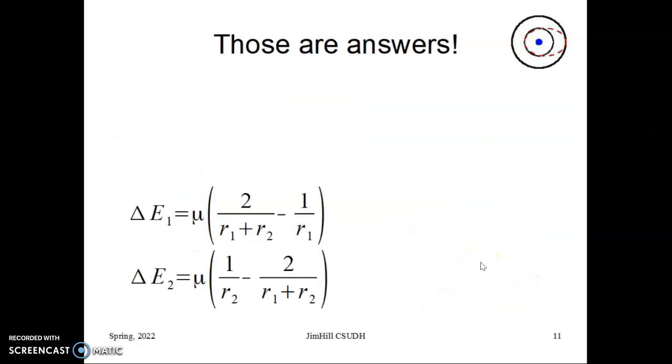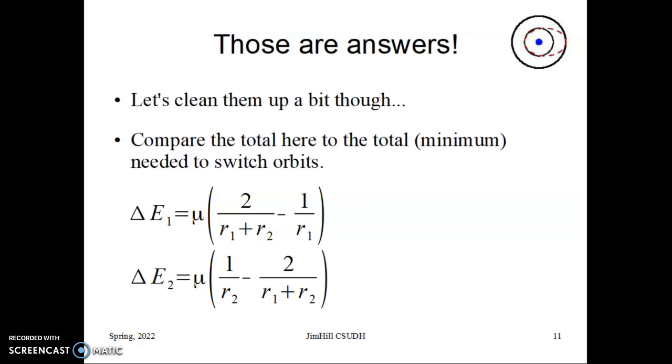Really, in a sense, as I posed the problem asking how much energy to add, I'm done. Those are the answers. I might want to clean them up a bit so they look more similar. It's just a little bit of algebra. And then I'm going to compare the total here to the total I calculated to switch orbits from one to the other, the difference in energies, just to make sure that I'm being honest with myself, check my algebra, make sure I chose an efficient transit orbit.